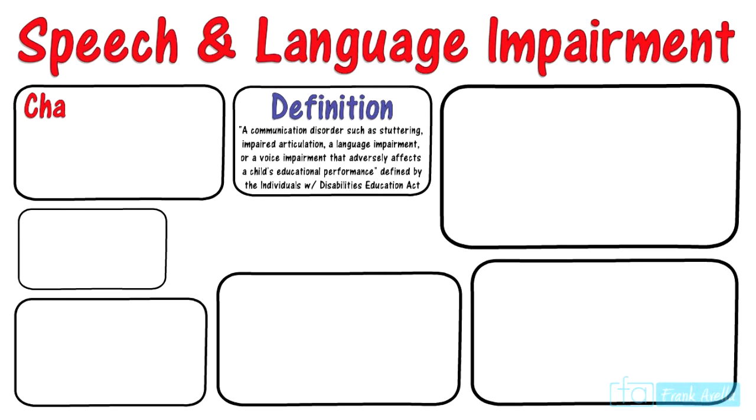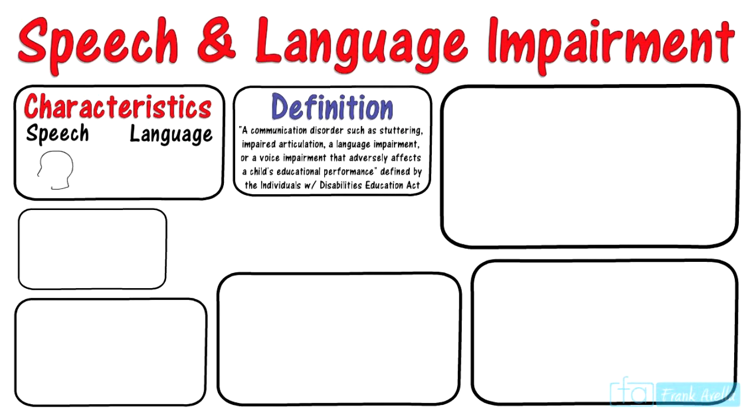Next, let's take a look at its characteristics. It can first be characterized by speech impairments, which include three types: articulation, fluency, and voice disorders. Second, it's characterized by language impairments, involving semantics and more. Speech impairments most commonly include stuttering and cluttering. Language impairments occur in areas of phonological, morphological, semantic disorders, syntactical deficits, and pragmatic difficulties.